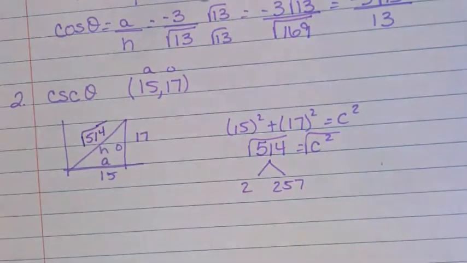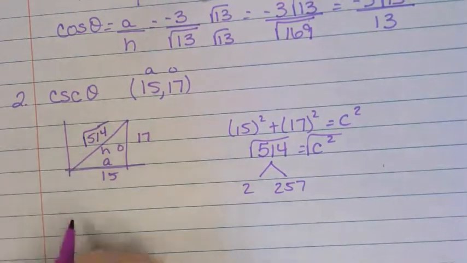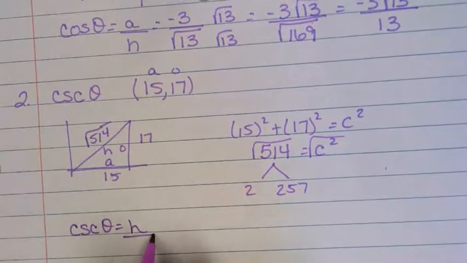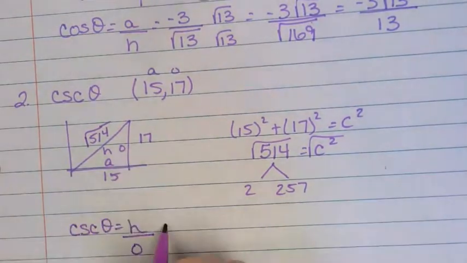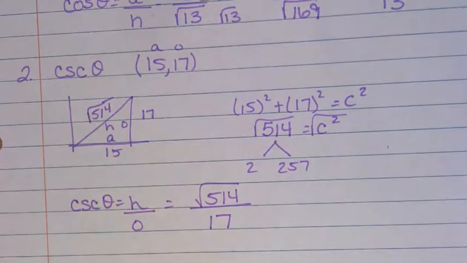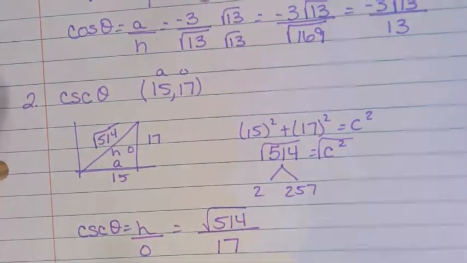square root of 514. Okay, cosecant is the reciprocal of sine. So cosecant is just going to be hypotenuse over opposite. Hypotenuse is the square root of 514, and my opposite is 17. And we're done. That's all you have to do there. I am so sorry. That's all number 1.